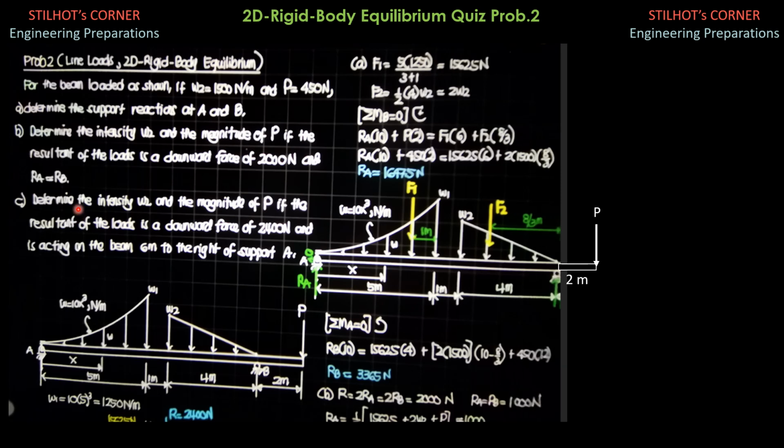Then letter C, determine the intensity W2 and the magnitude of P if the resultant of the loads is a downward force of 2,400 newtons and is acting on the beam 6 meters to the right of support A.